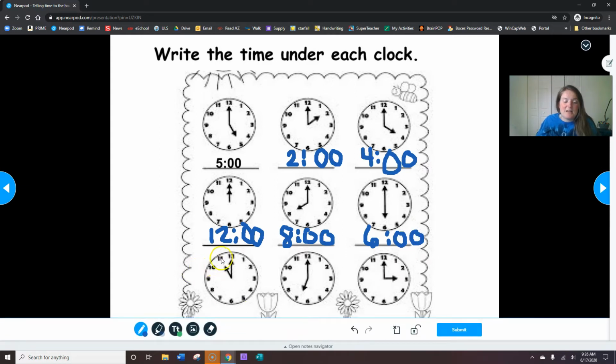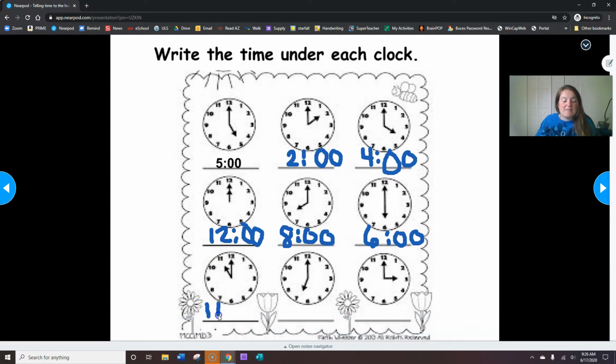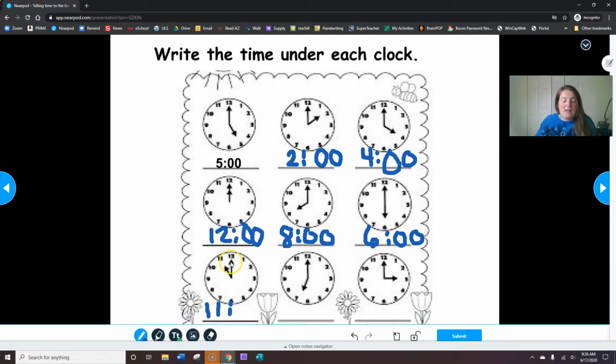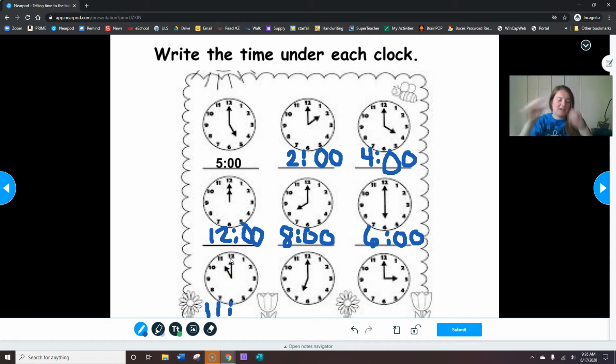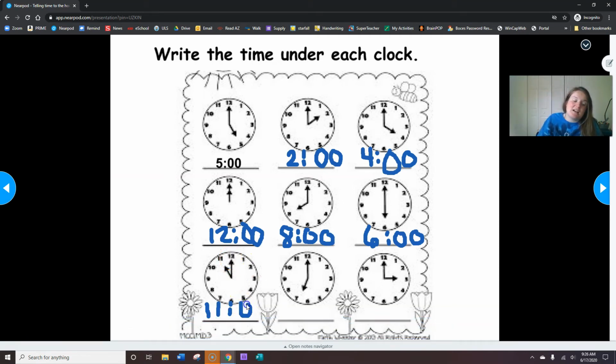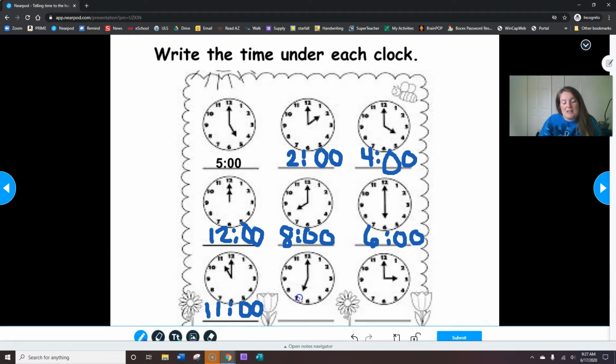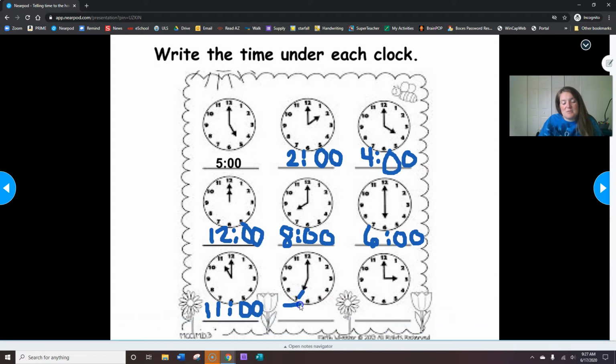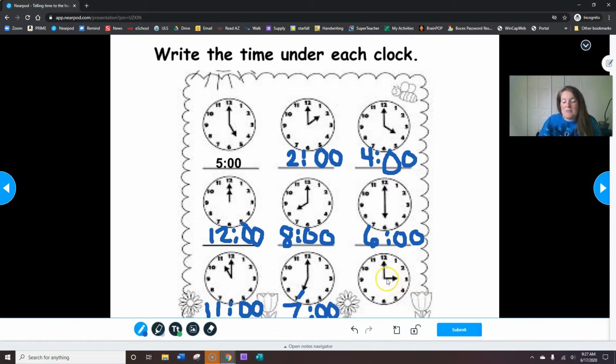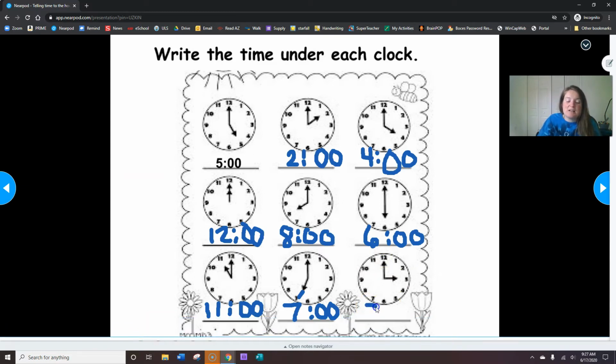All right, now here we have it at the 11. Okay, so the hour is 11, and the minute hand is on the 12, which means o'clock. So this shows 11 o'clock. 2 more on this page. Okay, this one's pointed at the 7, so it shows 7 o'clock. And then finally, we have a little hand pointing at the 3, and the big hand's at the 12 for o'clock, so it's 3 o'clock.